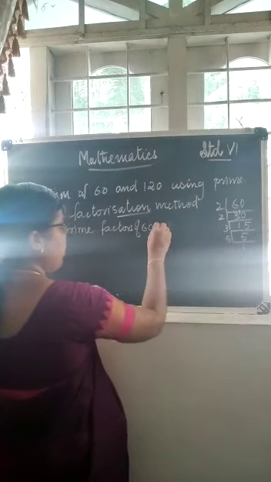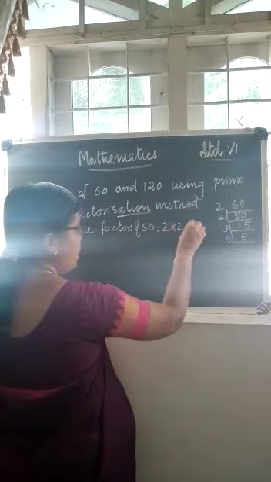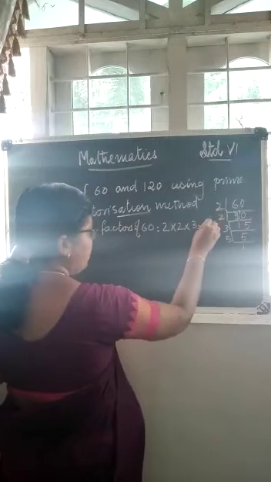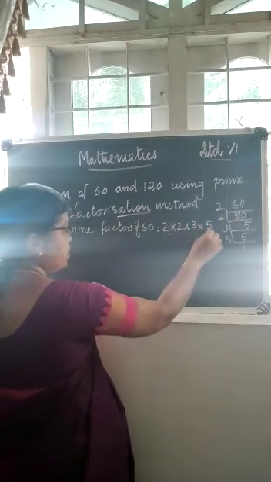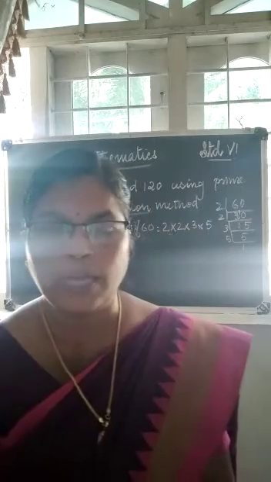So what are the prime factors of 60? 2 into 2 into 3 into 5. So when we multiply all these factors we get 60. Okay, 2 into 2 into 3 into 5, that is 60.